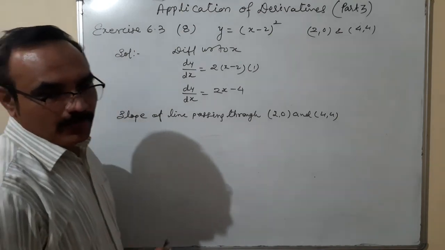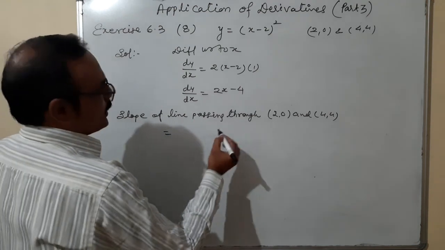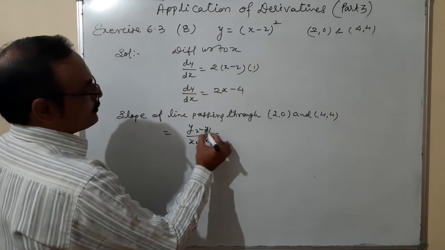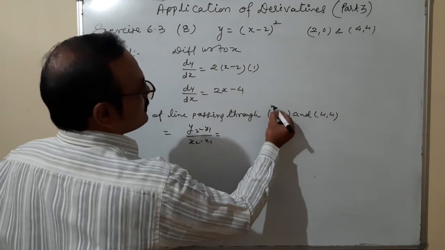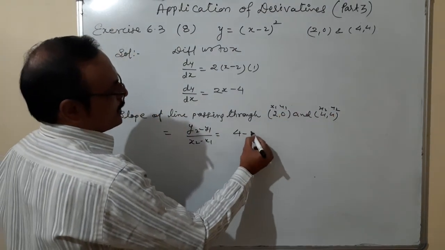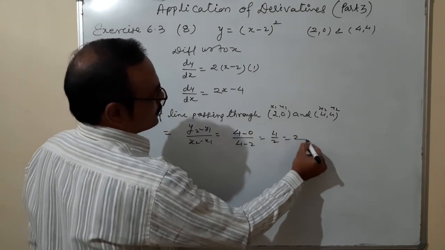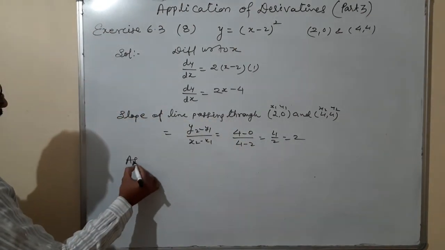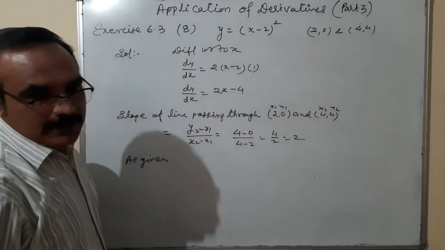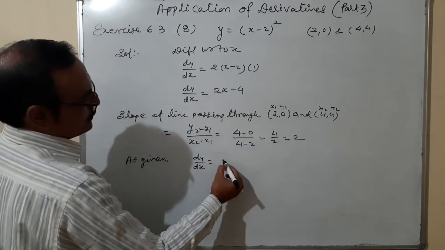What is the formula? y2 minus y1 upon x2 minus x1. This is the formula. This is x1, y1, and this is x2, y2. So 4 minus 0 upon 4 minus 2. The answer is 4 upon 2, that is 2. As given, this slope is given to this tangent. So dy by dx is equal to 2.